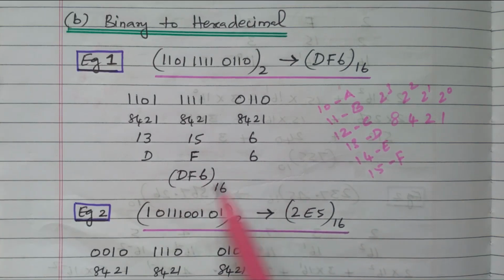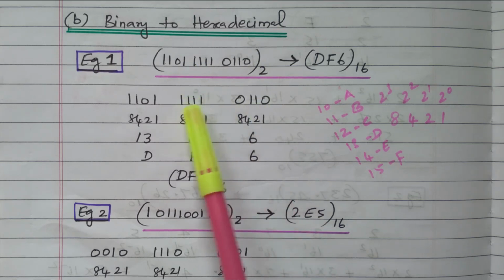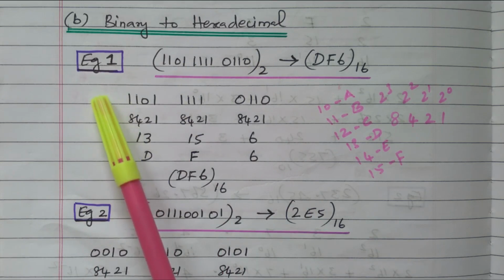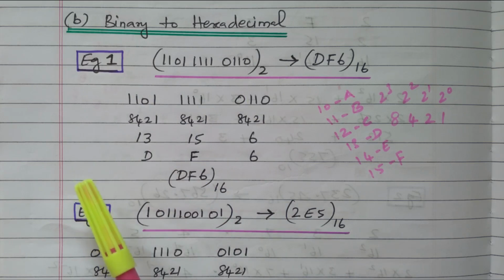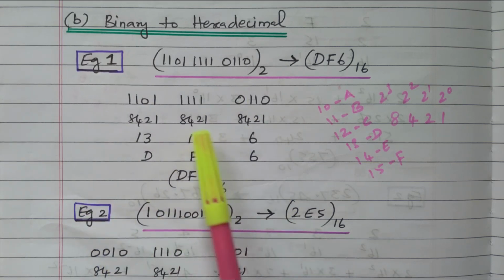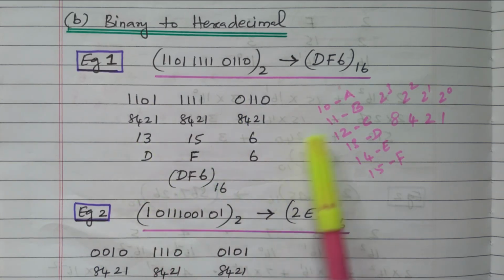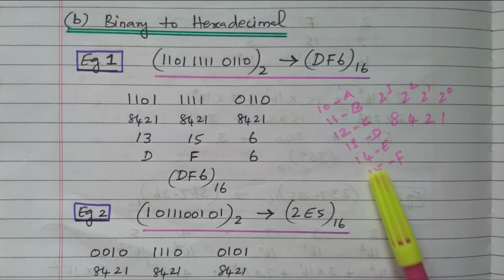So the equivalent hexadecimal number of this binary number is DF6 base 16. To summarize: the given binary number is grouped into 4 digits starting from the LSB. If digits are short we can add 0s, but here exactly 12 digits are available. Then write the weightage 8421 and, according to the digits, add those numbers. Only these 2 are available, so 4 plus 2 is 6. Then convert each value into the equivalent hexadecimal digit; values of 10 or more are converted into alphanumeric.